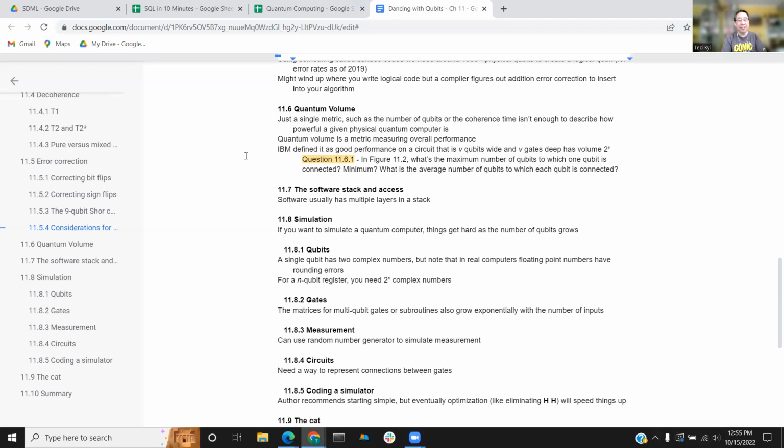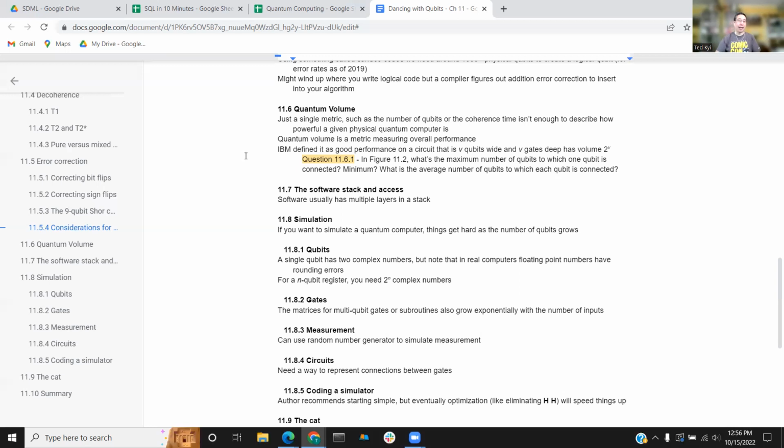Okay, section 6 talks about this concept of quantum volume. I didn't really understand this chapter. I think maybe the author left out a bunch of details. So the takeaway for me is that just a single metric, the number of qubits or the coherence time, is not enough. There was a whole page full of different things that would affect how well your quantum computer is going to work. What I didn't understand is how do they actually figure out quantum volume?